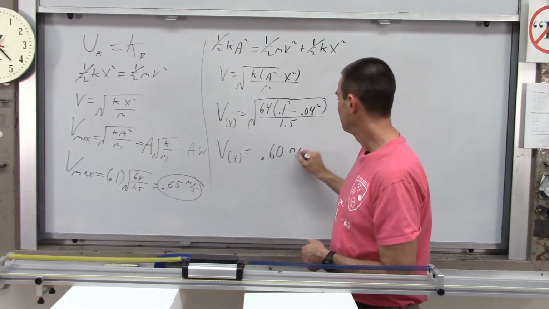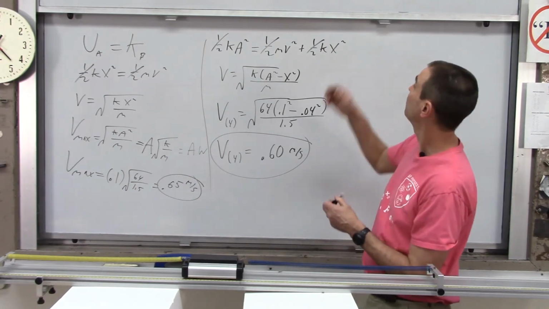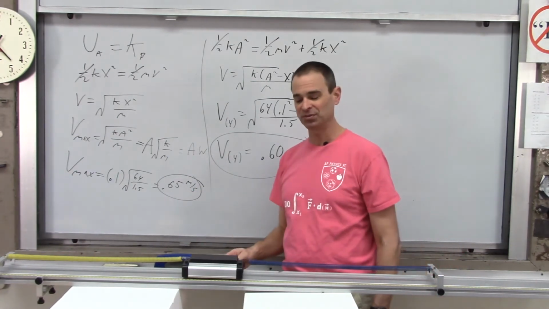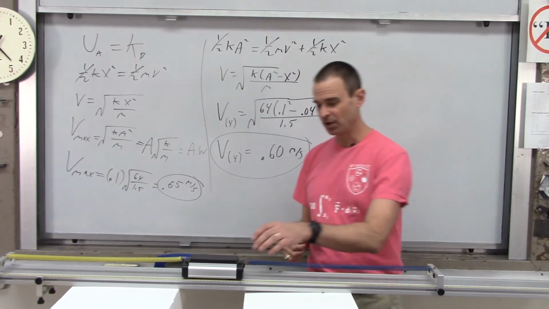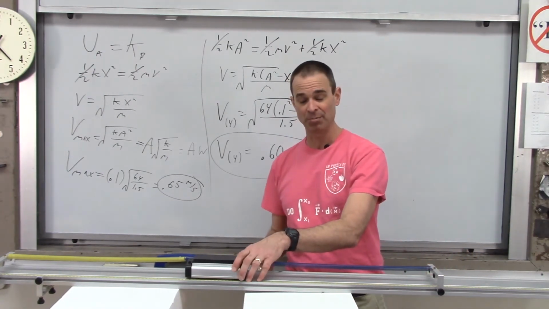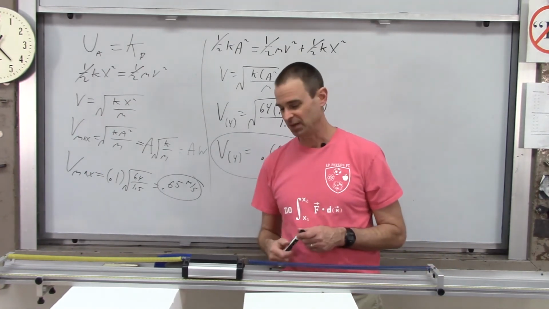0.60 meters per second. Now notice that it's not too far off of the max speed of 0.65. That's because we're pretty close to the equilibrium position, and the kart's not accelerating very much anymore at that point. It's kind of almost done accelerating. So you've almost reached your max velocity at that point.